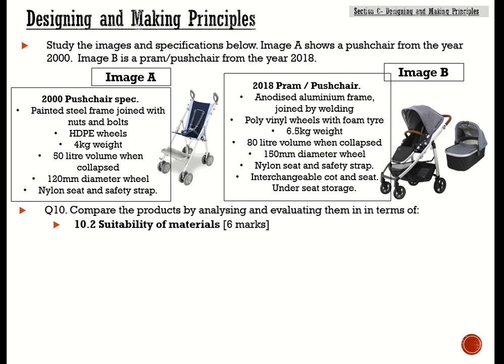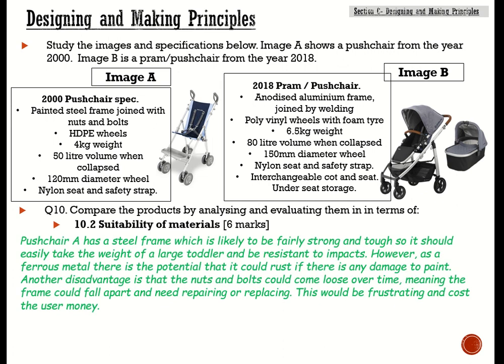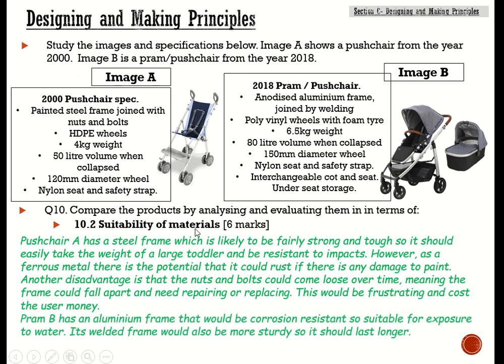Imagine it was suitability of materials. Well, here, steel frame is likely to be fairly strong and tough, so it should take the weight of a large toddler and be resistant to impacts. However, as a ferrous metal, there's potential it could rust. Another disadvantage is that the nuts and bolts may come loose, meaning that they could fall apart. That could be frustrating. So actually, although it's talking about the manufacture process, it kind of has some relation to materials.